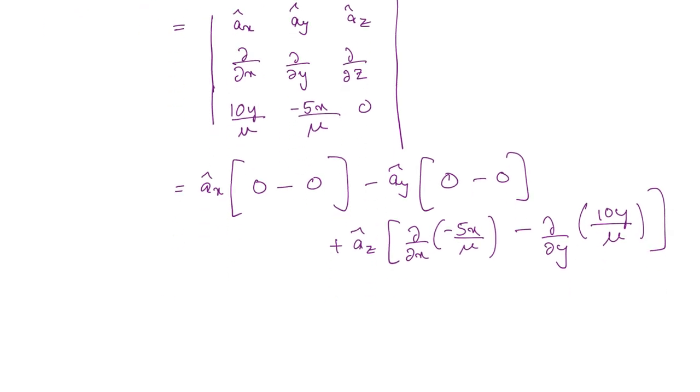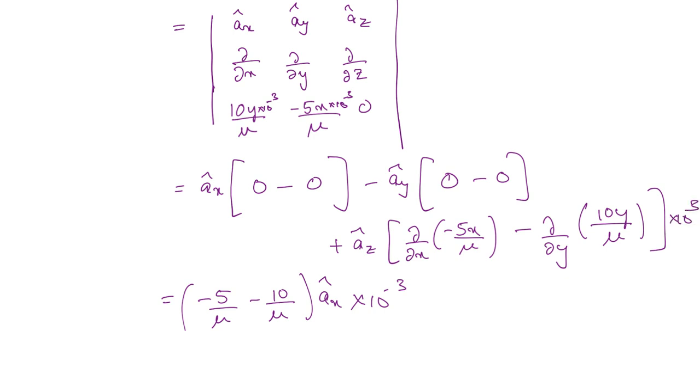So you are going to get minus 5 by mu minus 10 by mu Az cap. You can write into 10 to the power minus 3 because the B bar is given in milliweber per meter square. You can include the same thing here as well. So here you are going to get into 10 to the power minus 3. So this is the expression.